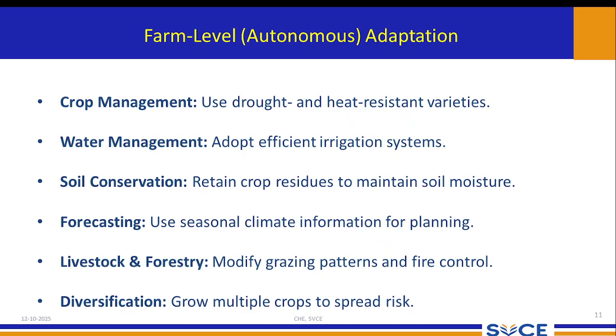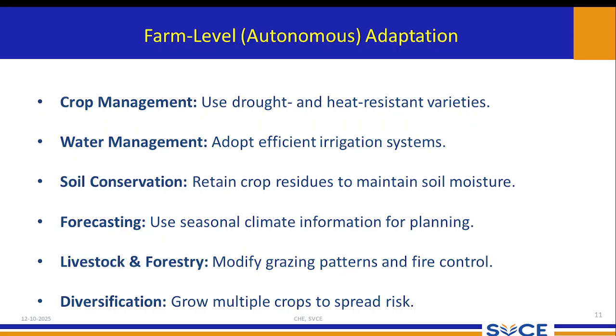Coming to the farm-level autonomous adaptation: crop management, water management, soil conservation, forecasting, livestock and forestry, and diversification. Use drought and heat resistant varieties. For water management, adopt efficient irrigation systems. For soil conservation, retain crop residues to maintain soil moisture. For forecasting, use seasonal climate information for planning. Coming to livestock and forestry, modify grazing patterns and fire control.